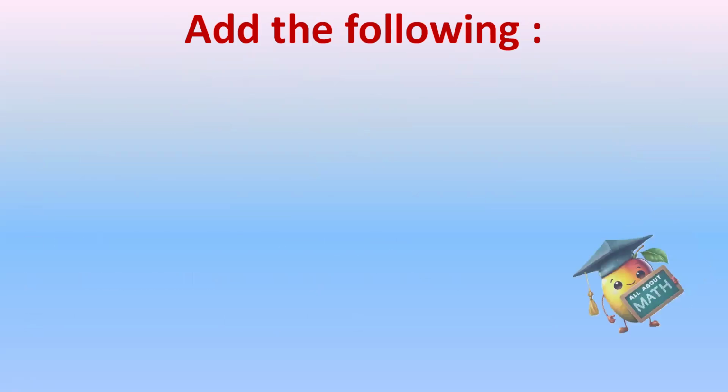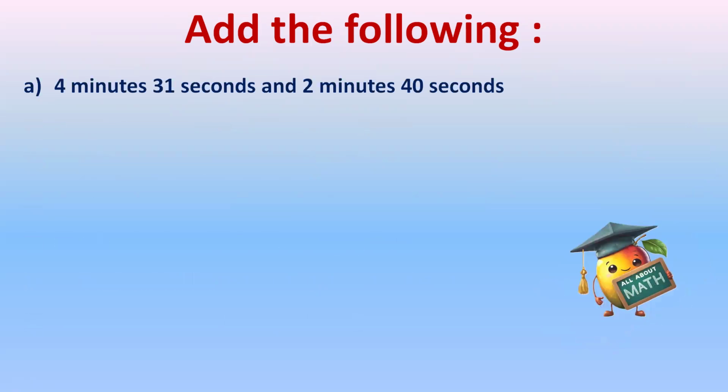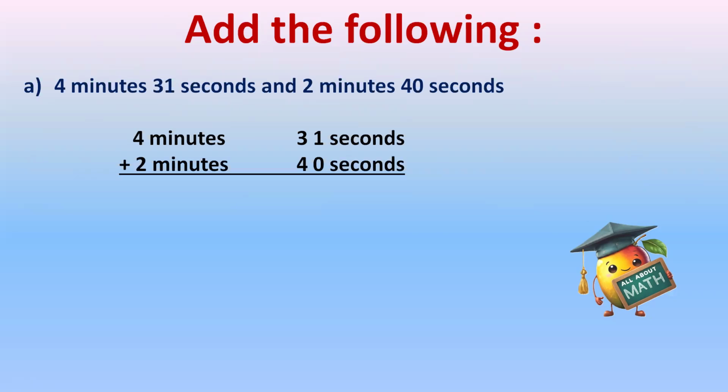Add the following. The question is 4 minutes 31 seconds and 2 minutes 40 seconds. We have to add this. Write down the first part first, 4 minutes 31 seconds, and under this we'll write 2 minutes and 40 seconds. Now for addition, we'll add seconds separately and the minutes separately. So 1 plus 0, 1, 4 plus 3 is 71 seconds. And 4 plus 2 is 6 minutes.